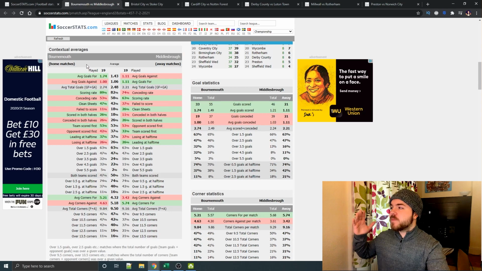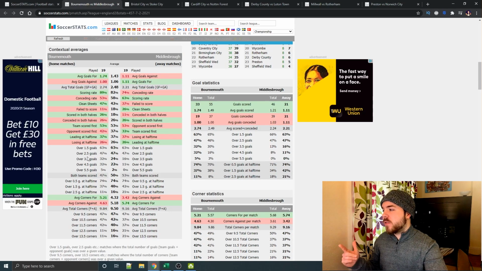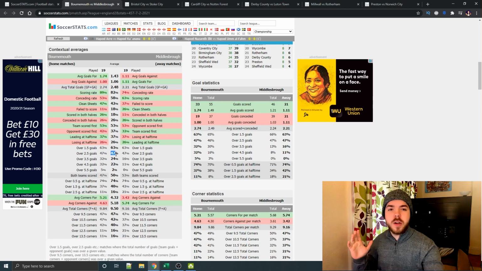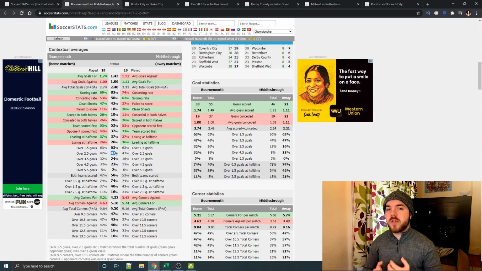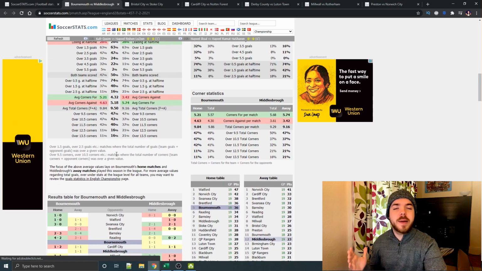So you can see here, in terms of Bournemouth home matches, there has been over 2.5 goals 47% of the time, as has there been with Middlesbrough. So you can see there already, it's kind of looking like a game where there should be goals expected, which is very handy. But the next thing we need to make sure of is the times of the goals.